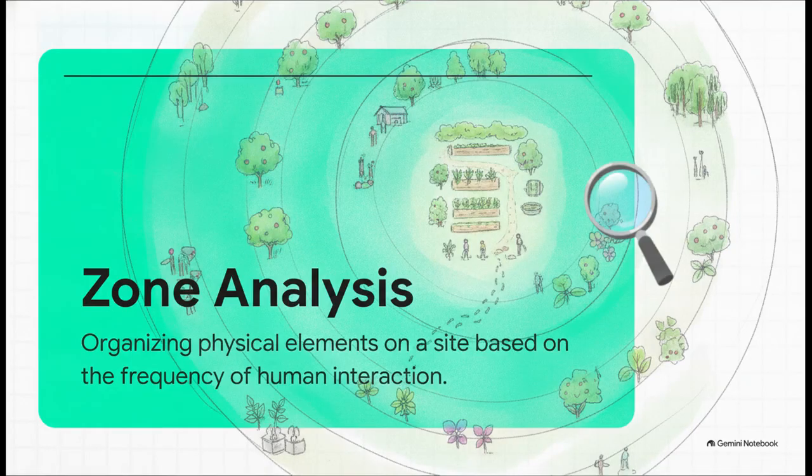Zone analysis, however, is entirely within our control. So, the crucial point here, and this is really the secret to the whole thing, is that zone analysis organizes physical elements on a site based strictly on the frequency of human interaction. The primary division criteria isn't the soil type or the weather, it is visitation frequency. Simply put, how often do you need to touch it, check it, or harvest from it?